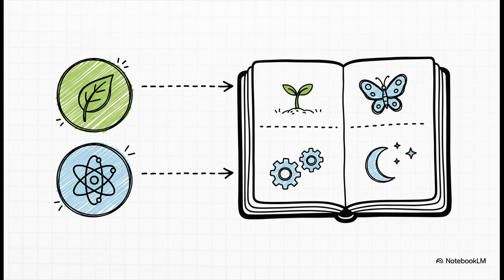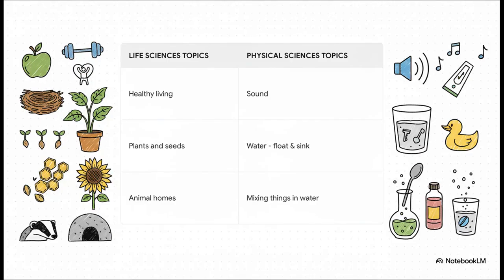So when you're planning your lessons, you can literally see which ones fall under life sciences and which ones are all about physical sciences. Let's just look at a few real examples. Under life sciences, you'll be teaching topics like healthy living, plants and seeds, and animal homes. Then you hop over to the physical sciences column, and you'll find topics like sound, or doing experiments with things that float and sink, and mixing things in water. See how neatly it all fits together?